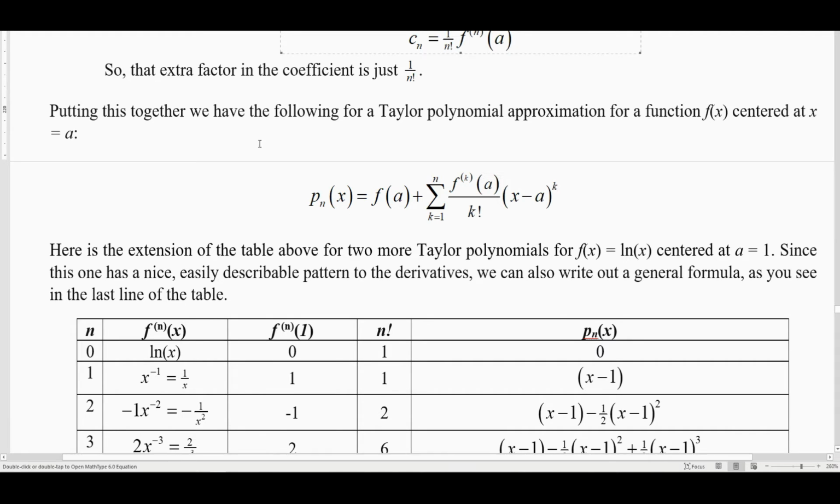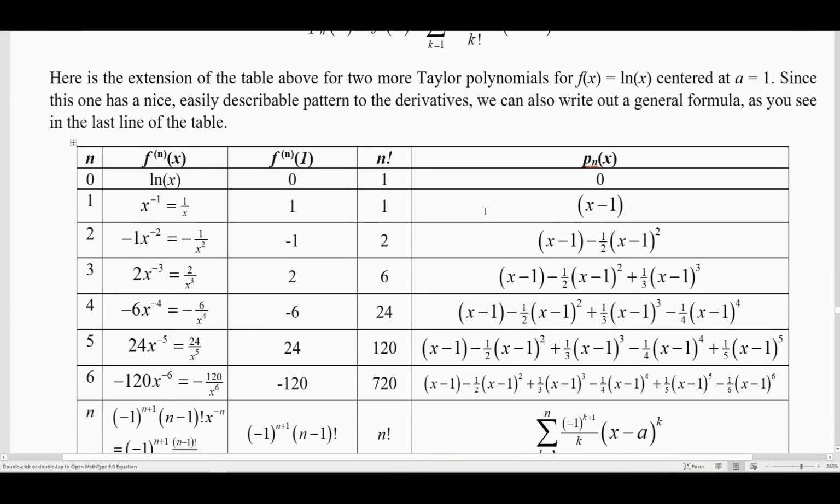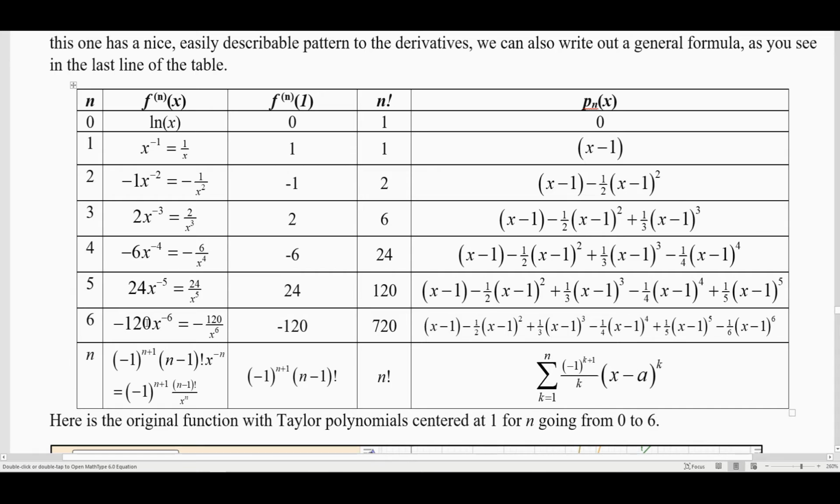You can just leave this first term off and call this k equals 0 as long as you're willing to interpret the x minus a to the 0 as 1 even when a equals 1. And so here I've worked out the fifth and the sixth ones here. And this one actually has a nice pattern to it. There's a nice pattern to the derivative here.